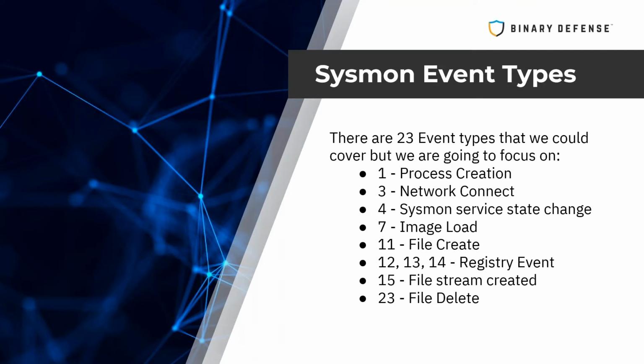We'll do event ID 7, so that's an image load. If a process is attempting to load maybe a DLL to try and utilize other functions that it doesn't already have. You can look at 12, 13, 14. Those are registry events. And then we'll see event ID 15 for file stream created. This recently got an update that I'll talk about in a little bit, and then event ID 23, which is file deletion.